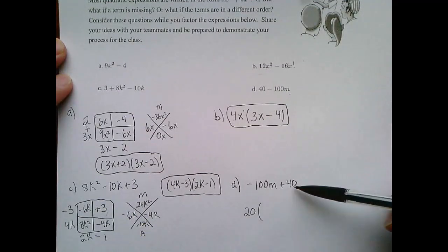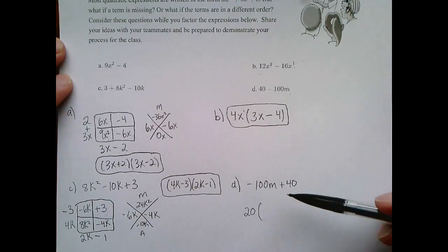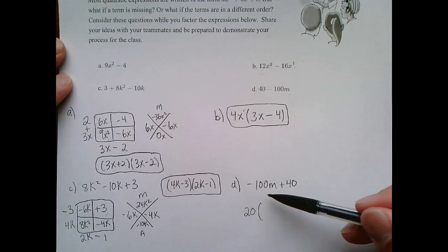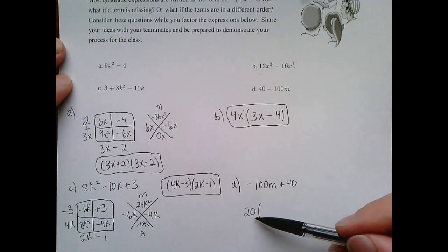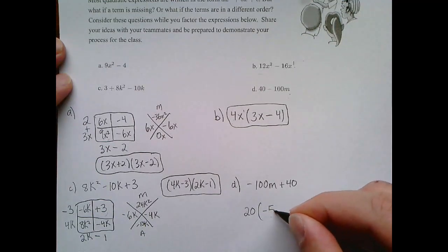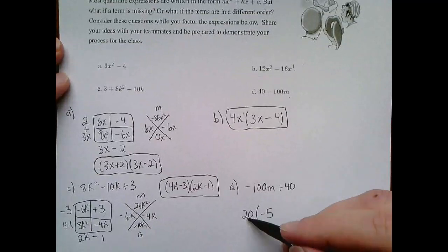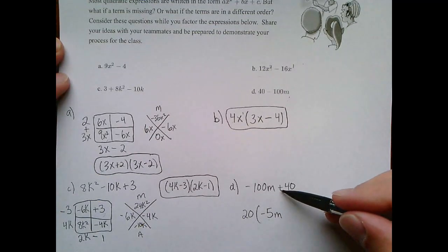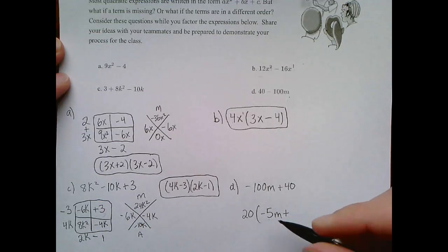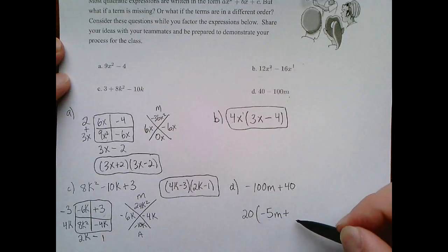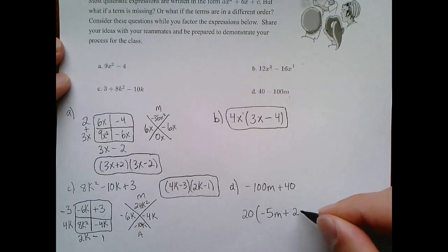I can't take any m's because 40 doesn't have any. So I think to myself, 20 times something should get me back to this negative 100m. Well, what times 20 will give me negative 100? Oh, that has to be negative 5. And then notice here I have an m to the first, and on the outside I don't have any m's, so that's going to have to be an m here. Then I see a plus, so then I'll put my plus down. And then I should think 20 times something should get me 40. Well, what times 20 would get you 40? It would have to be 2.